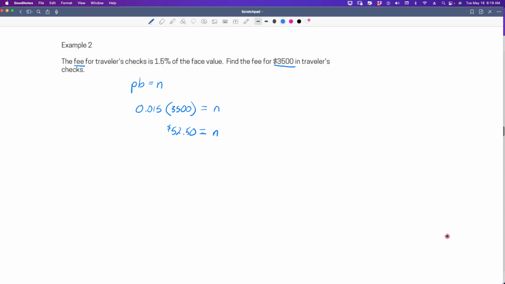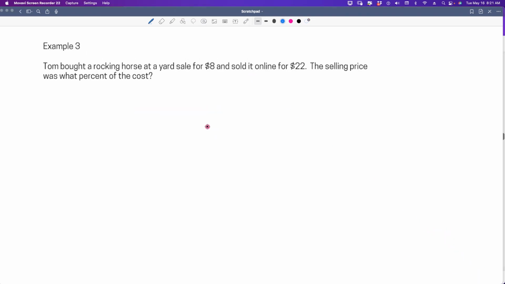Let's look at example 3. In example 3, Tom bought a rocking horse at a yard sale for $8. That is going to be his base. And he sold it online for $22. That is our number. The selling price was what percent of the cost? Because this is our cost, that makes it our base. So we're going to say what percent. We're looking for the percent.